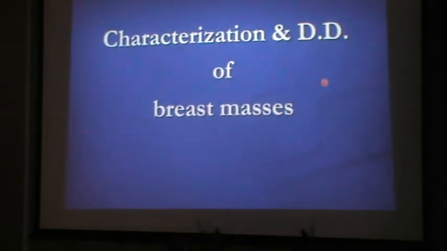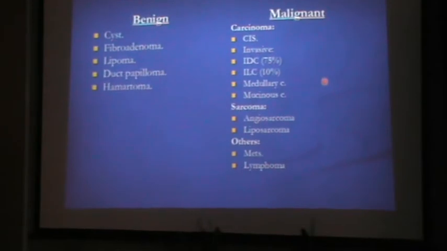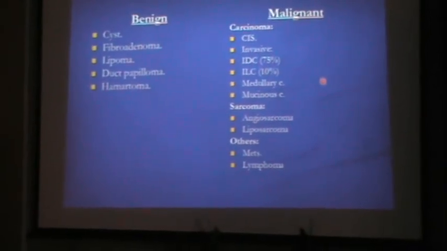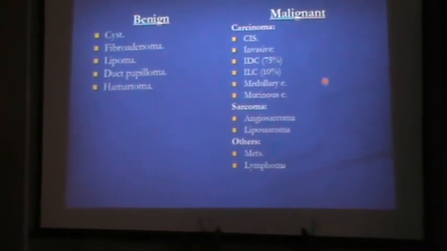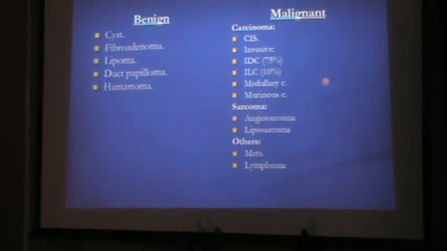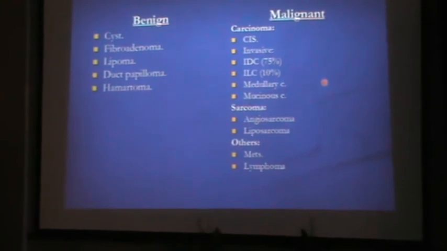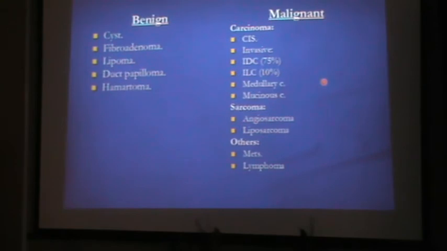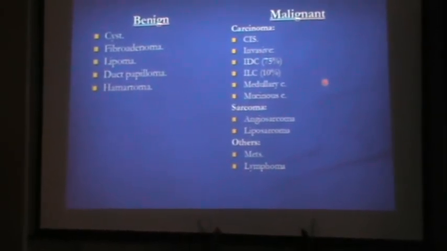Characterization and differentiation of breast masses. Breast masses are either benign or malignant. The benign breast masses are cyst, fibroadenoma, lipoma, duct papilloma, and hamartoma. The malignant breast masses are carcinoma, which is carcinoma in situ, invasive intraductal carcinoma 75%, intralobular carcinoma 10%, medullary carcinoma, mucinous carcinoma. Other types are sarcoma, either angiosarcoma or liposarcoma, and others such as metastasis or lymphoma.